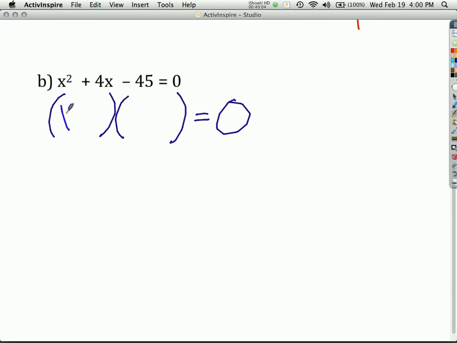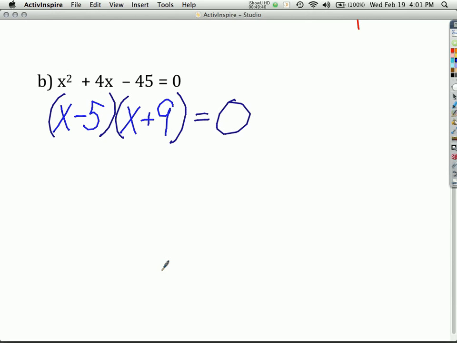So, we need two numbers that multiply to -45. But those two numbers also have to add to 4. What are the two numbers? Danielle? -5 and 9. Let's see if that works. -5 times 9 is -45. Yep, it does work. -5 and 9.